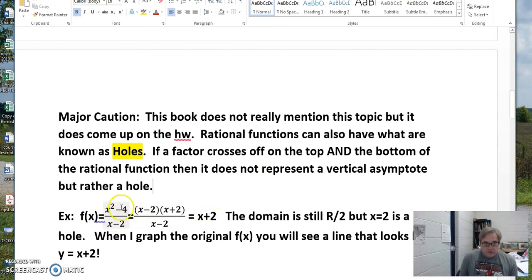If I graph this ugly looking thing here, all it is, it looks like an equation of a line, except at positive 2. Because in the original equation, positive 2 would give me division by 0. Well, positive 2 would also give me 0 in the numerator. If those factors cross off, it's not a vertical asymptote, it's a hole. And if you graph this, like I did in class, derive will show you a hole in the line. So no vertical asymptote. You need to always check that.